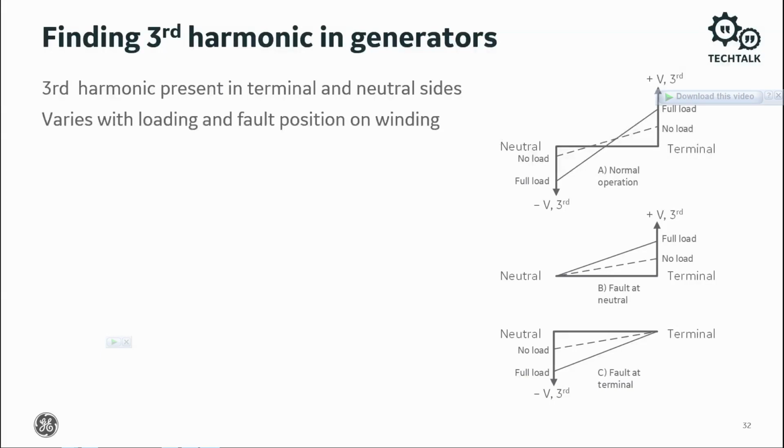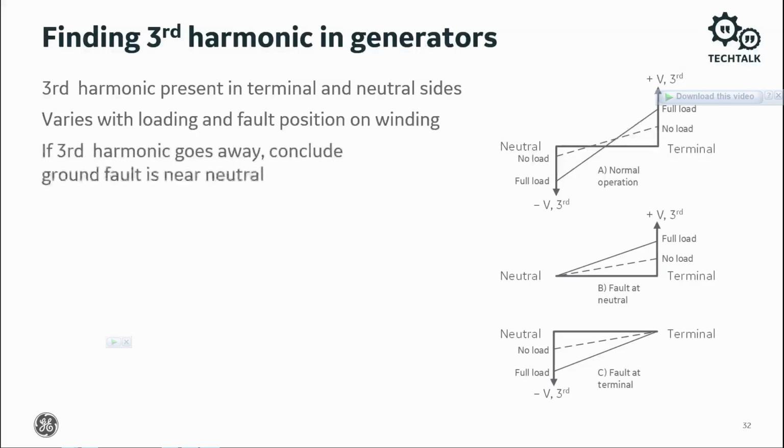If there is a fault at the neutral in the middle diagram, the voltage gradient declines from the terminal to the neutral side. If there is a fault at the terminal in the bottom diagram, the voltage gradient declines from the neutral to the terminal side. If third harmonic goes away, we can conclude that the ground fault is near the neutral.